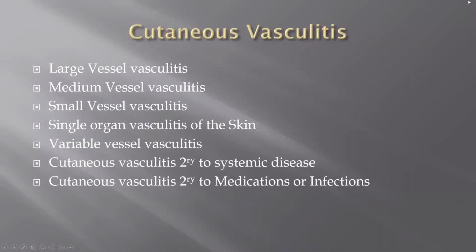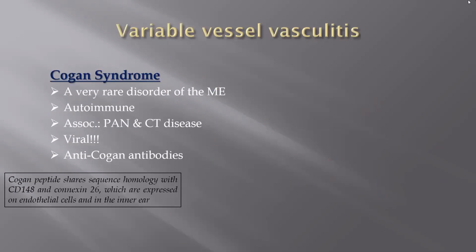In the previous lectures, we discussed large, medium, small, and single organ vasculitis. Today, we will have a look at the vasculitides that may affect more than one vessel size simultaneously, and also vasculitides that are believed to be secondary to systemic disorders or drugs. There are two disorders which can affect variable vessel sizes: Cogan syndrome and Behcet's disease.